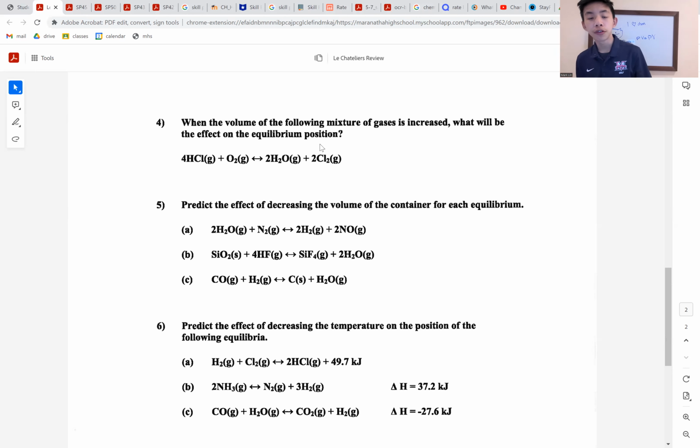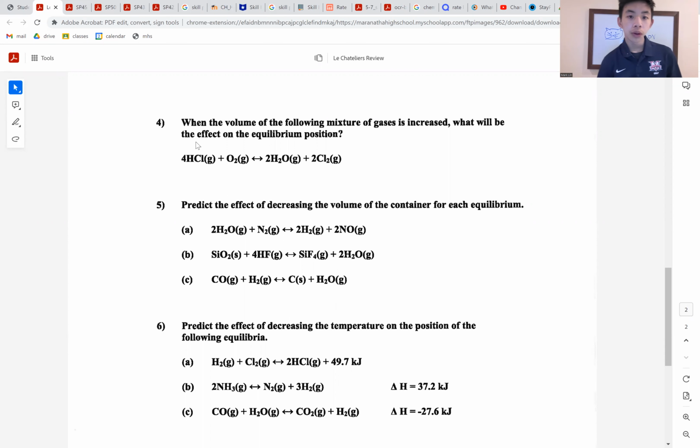If the volume is increased, let's just substitute it with pressure. If the pressure increases, it will go to the side with less moles. So that'd be the product side, because it's 4. But since it's volume, it's inversely proportional. So it would be to the reactant side. That didn't make sense, let me just break it down again. For pressure, when you increase pressure, it would go to the side with less moles. However, for volume, if you increase the volume, it will go to the side with more moles of gas. So this will be reverse.